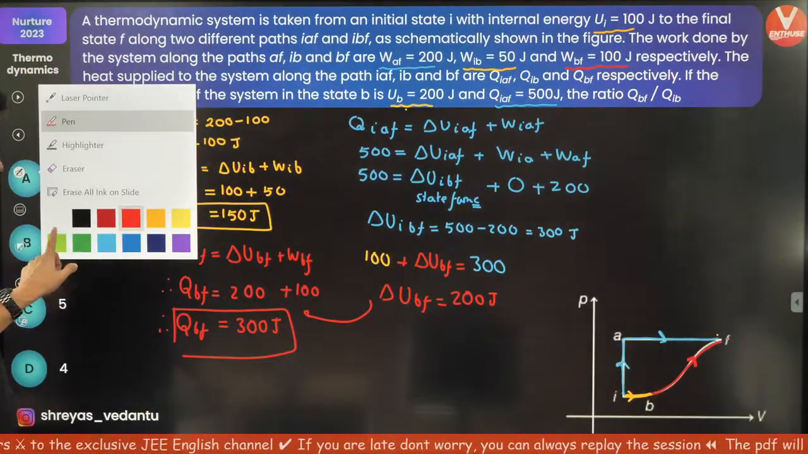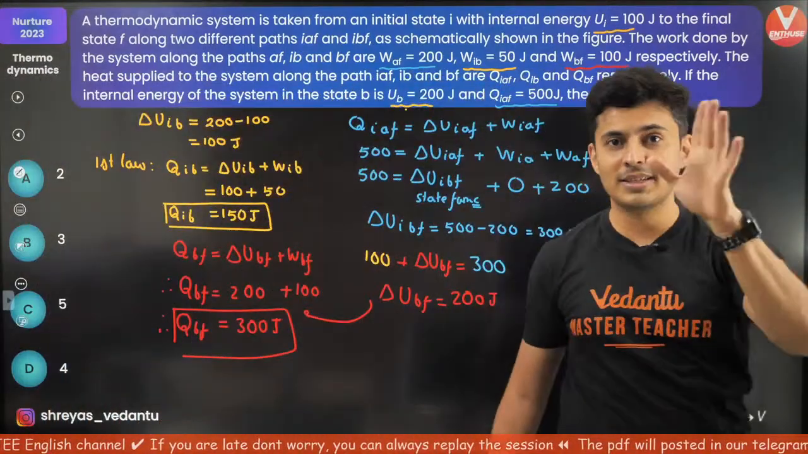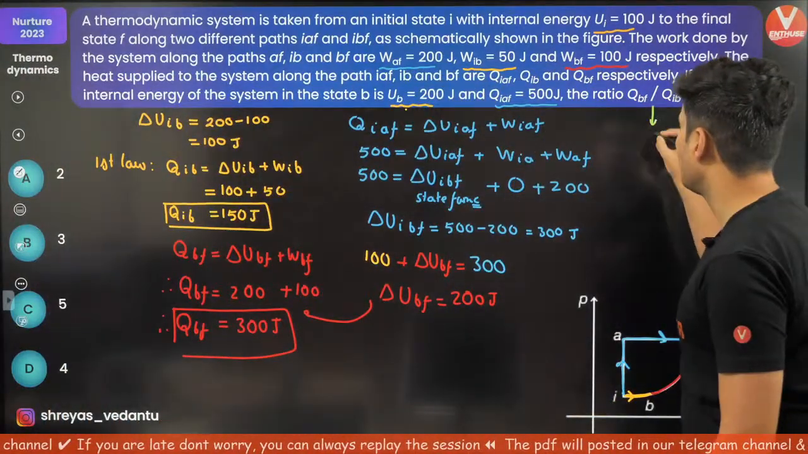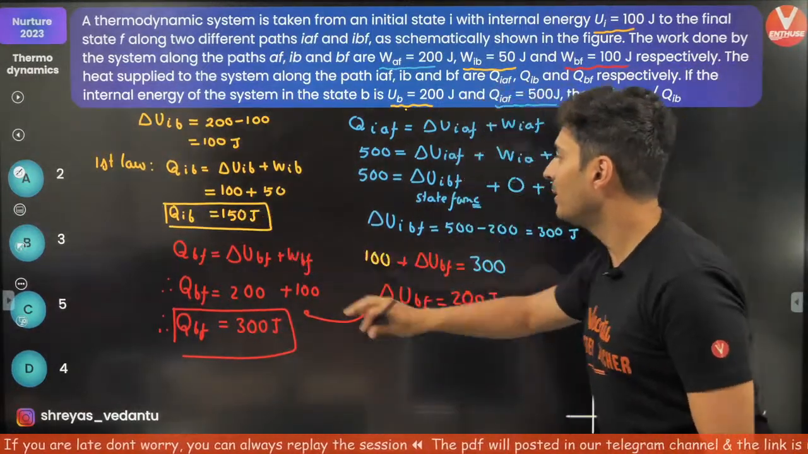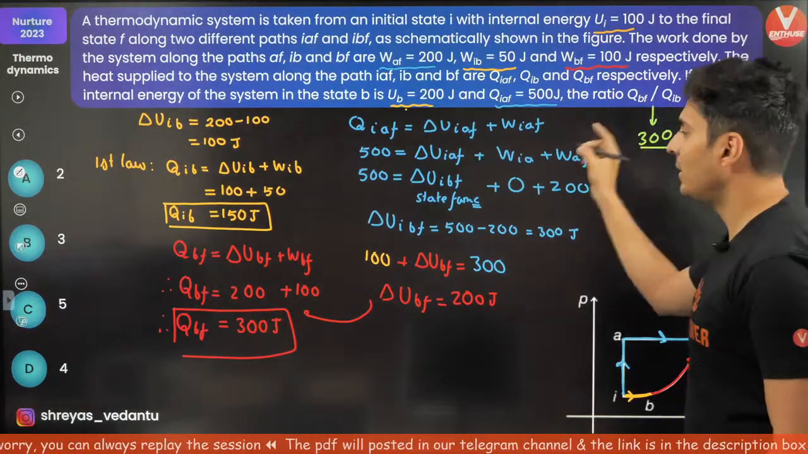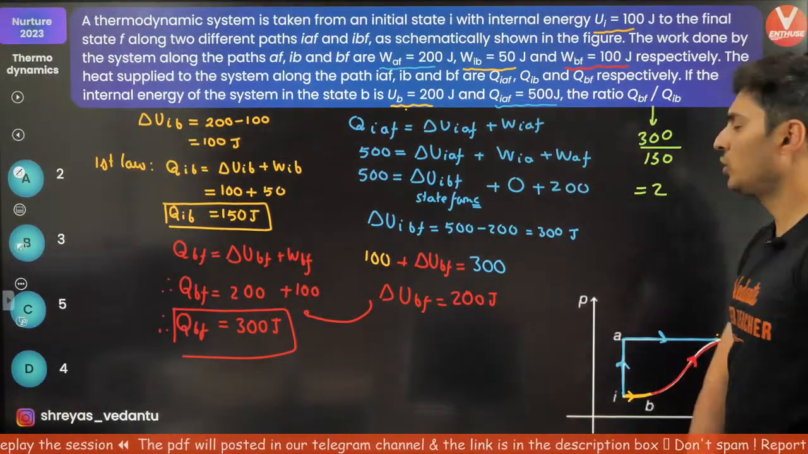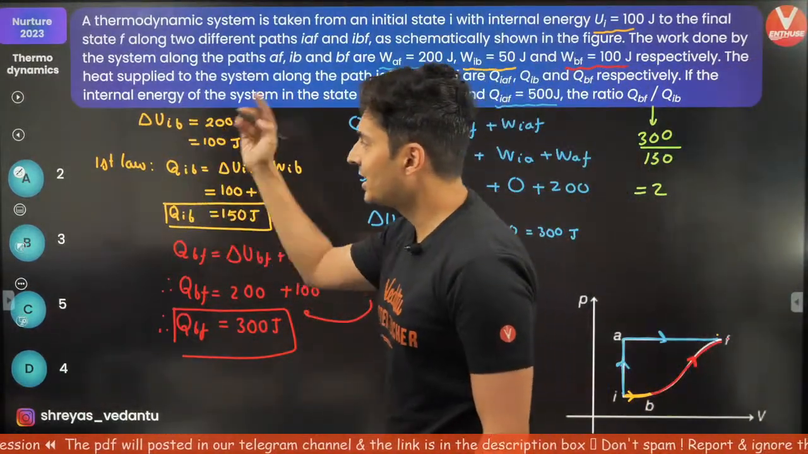Now what is asked? That is the simplest part. This ratio is asked. So what will this ratio be, my warriors? This divided by this. QBF, which is 300, divided by QIB, which is 150, which is nothing but 2. Done, done, done. Option A.